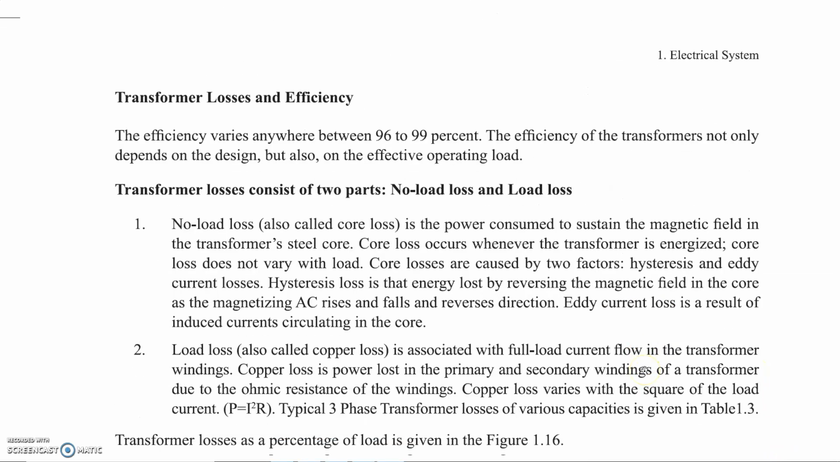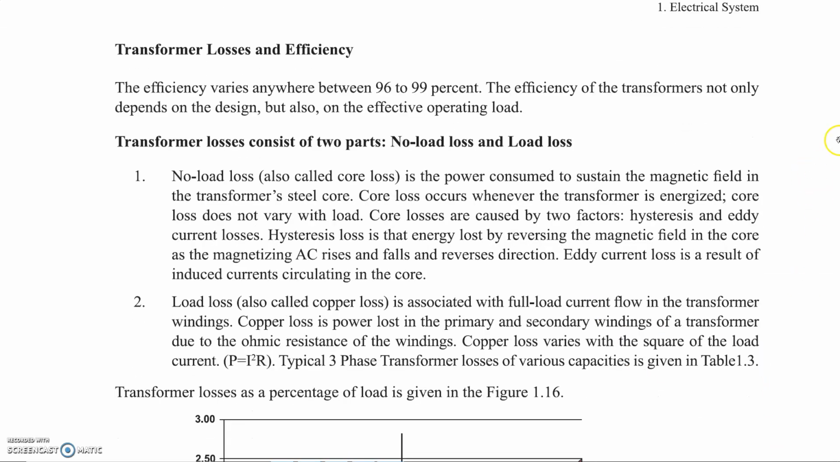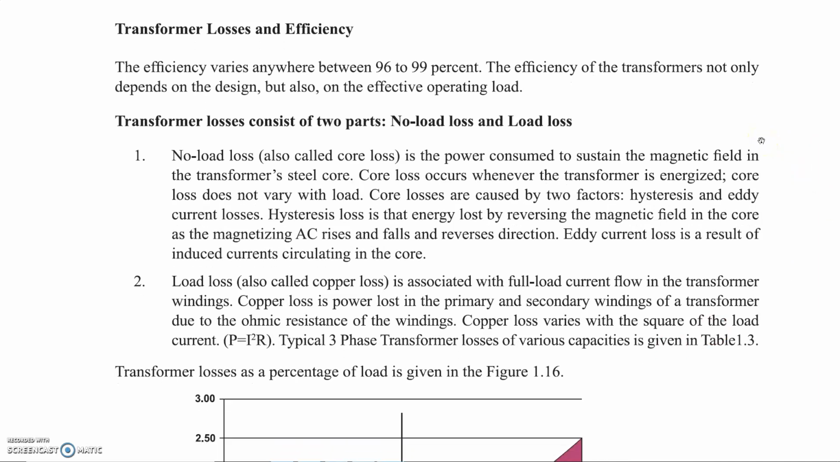Okay, so next is the transformer losses and efficiency. These are very, very important aspects actually. The transformer losses and efficiency calculations are very, very important. The efficiency of a transformer varies anywhere between 96 to 99%. So that's a very high efficiency as compared to other types of machines like the motors and the moving part machines. Transformers have a higher efficiency of 96 to 99%, and it depends on the design also.